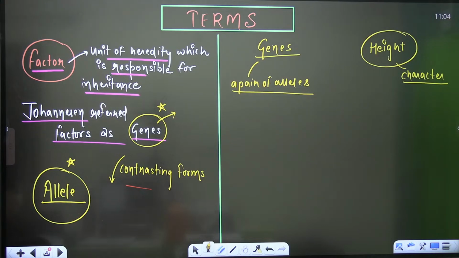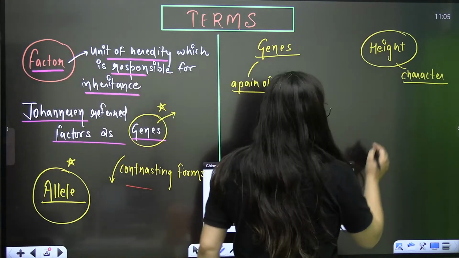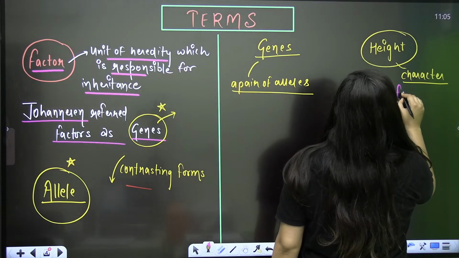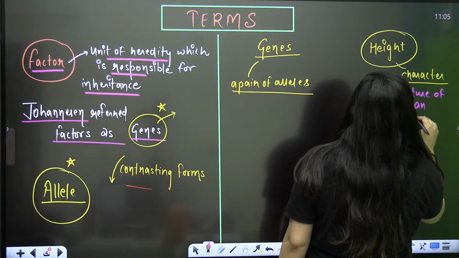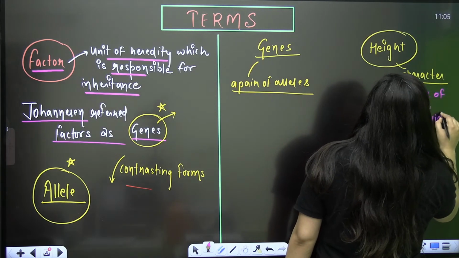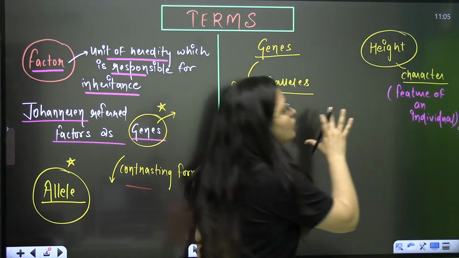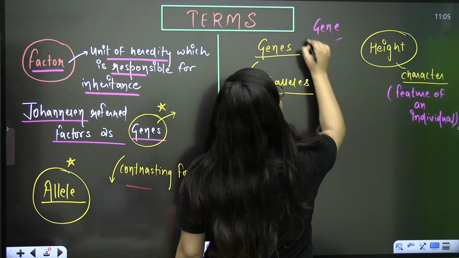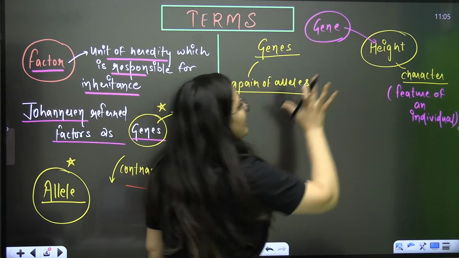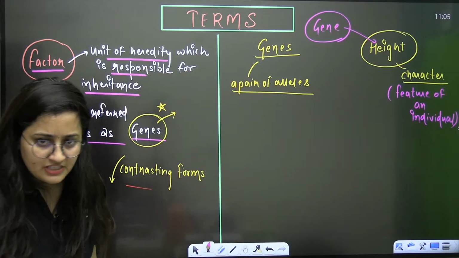So a character is nothing. It is just the feature of the individual, isn't it? What is a character? If I have to define it, a character is the feature of an individual. Like I'm talking about the height as of now. These characters are controlled by your gene. Let's say there is a gene which is controlling the character height. First point clear?